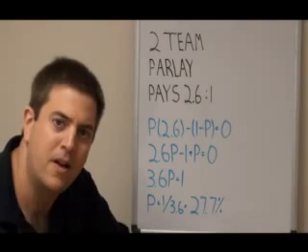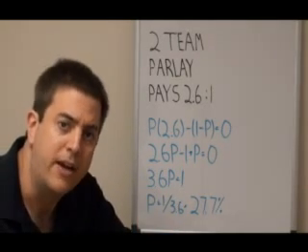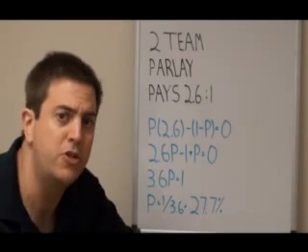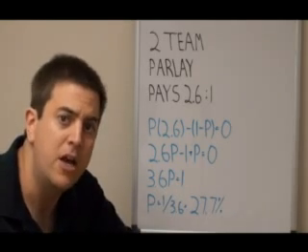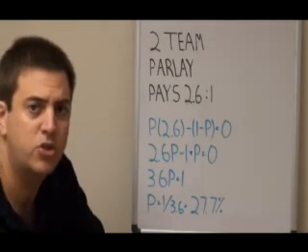Today I'm going to teach you everything you need to know about correlated parlays. First thing I want to teach you about parlays is where's the break-even point before you look at anything else on a two-team parlay. Now on a two-team parlay, you have to pick two selections and both of them win. If either or both of your plays lose, your parlay loses everything. If you win both selections, a two-team parlay pays 2.6 to 1.